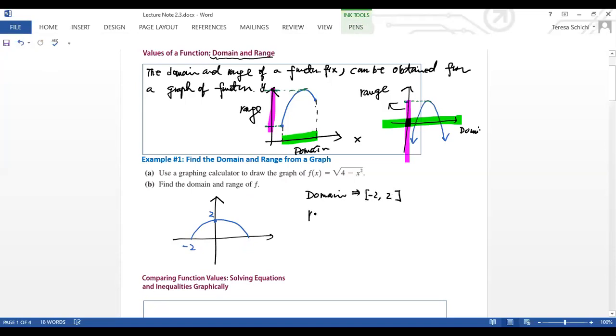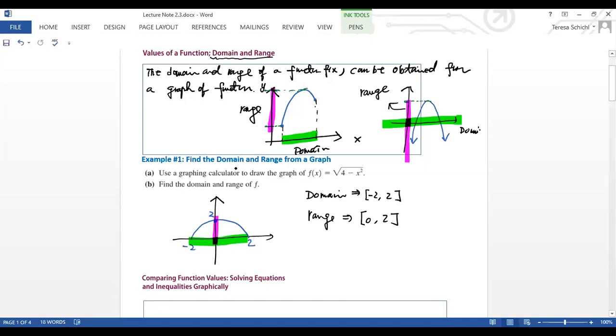Then the range is here, right? The range is just the y values. So the y values are from where to where? It's 0 to 2, right? So here, let's color code that. This is my domain, and this is my range. Okay, so here this is 2, right?